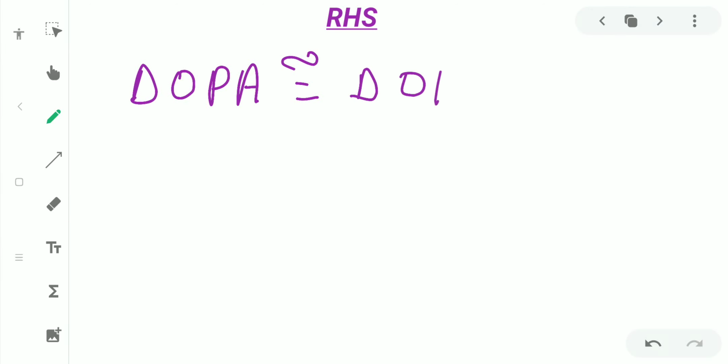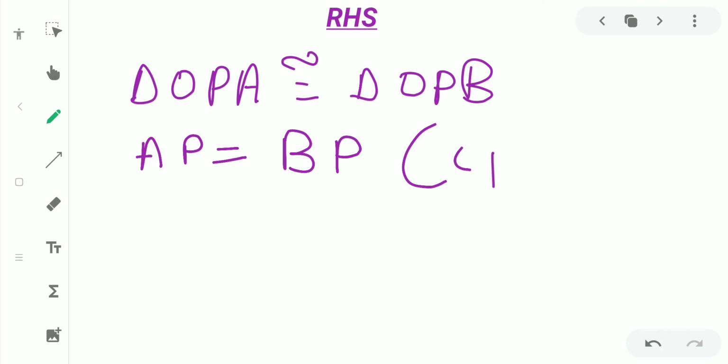So now, on placing one on another, we will have BP matching with AP, and as they are congruent, we will have AP is equal to BP by CPCTC. I hope you remember what the term CPCTC is: the congruent parts of congruent triangles are congruent. You can also write it as just CPCT.